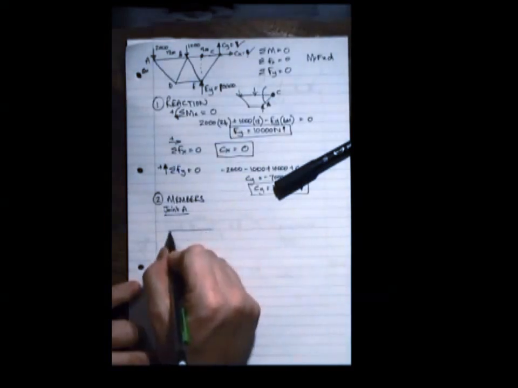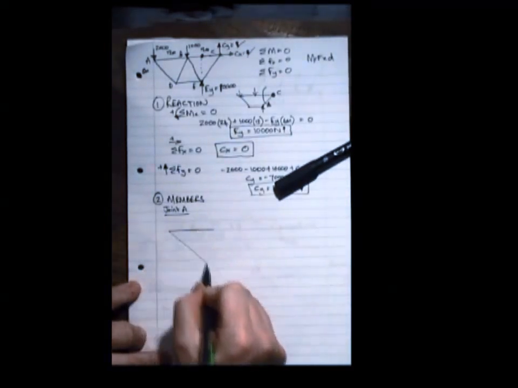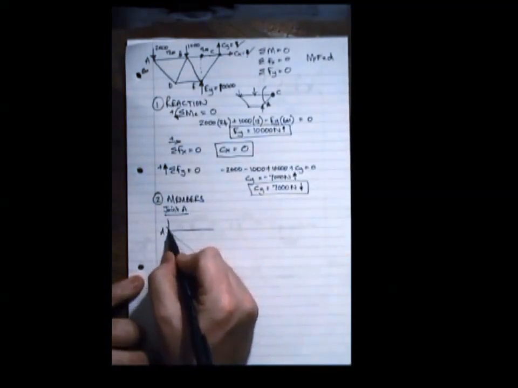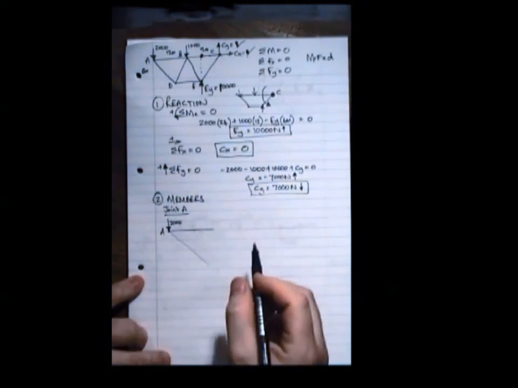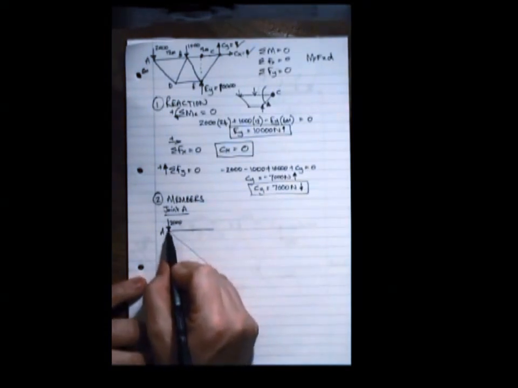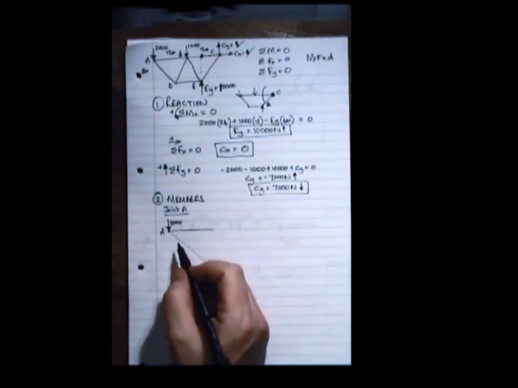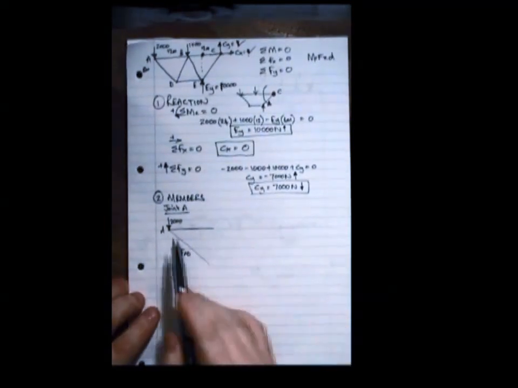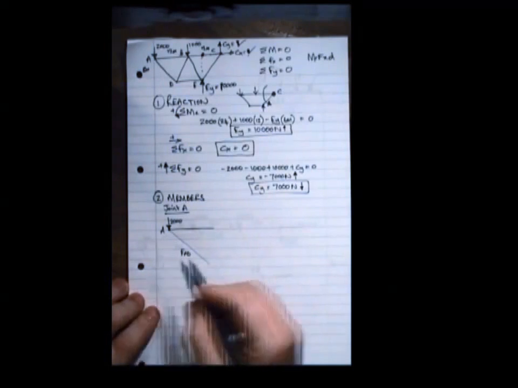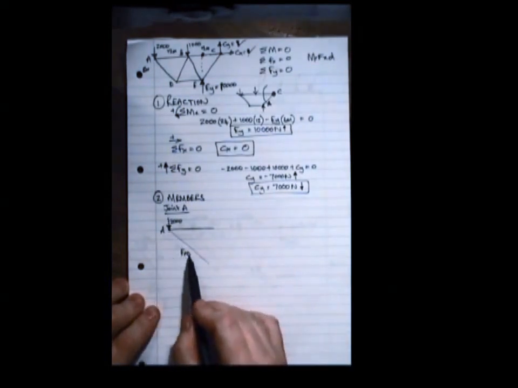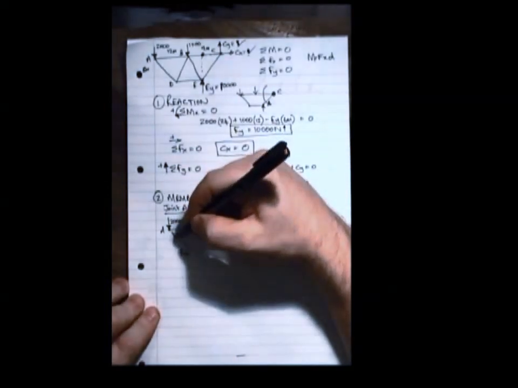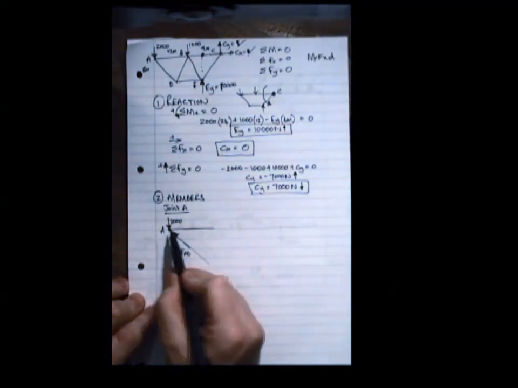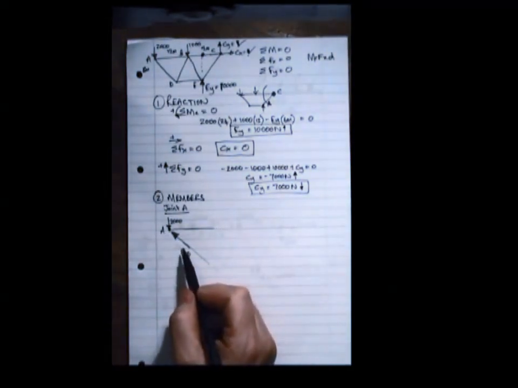So joint A, we've got AB along there, we've got AD, and then we've got A here, and we've got 2000 coming downwards. Now if I've got 2000 coming downwards, in terms of F, the force in AD, if I'm trying to keep this point in equilibrium, because you've got 2000 coming downwards, FAD would have to be pointing upwards. Okay, 2000's coming down, trying to keep that in place. So we've got FAD should be pointing upwards.